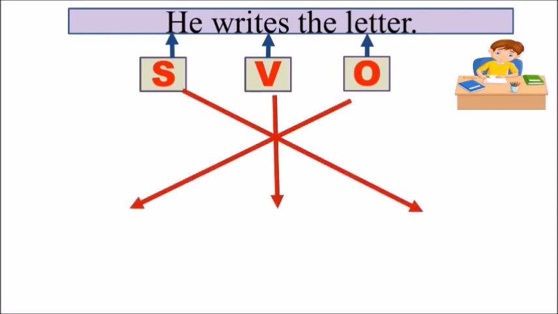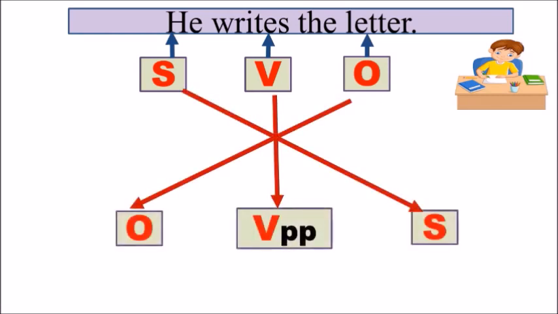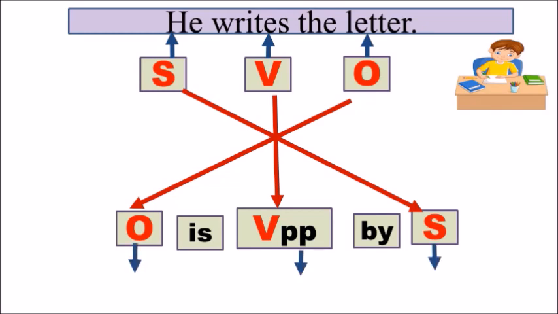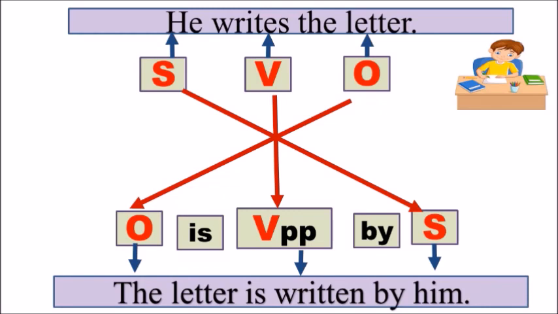Study how the word order changes. The object has become the subject in the passive sentence. Study the other changes carefully. What is the passive form of the given sentence? The letter is written by him.